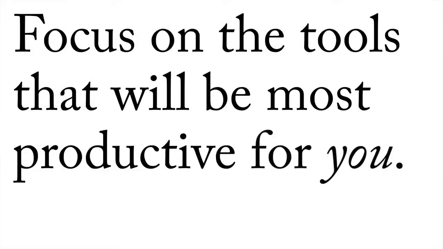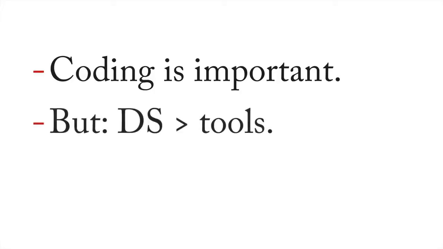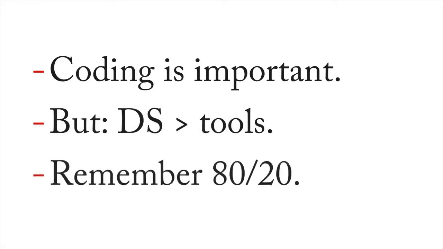So in sum, let's say these 3 things. Number 1, coding, or simply the ability to manipulate data with programs and computers. Coding is important, but data science is much greater than the collection of tools that's used in it. And then finally, as you're trying to decide what tools to use and what you need to learn and how to work, remember the 80-20 rule. You're going to get a lot of bang from a small set of tools. So focus on the things that are going to be most useful for you in conducting your own data science projects.